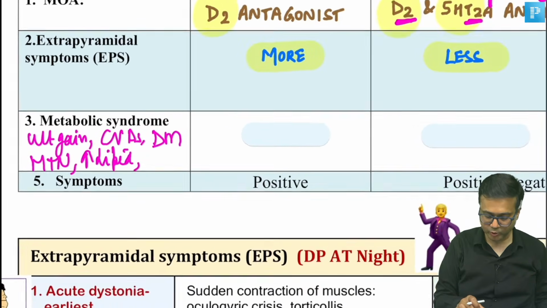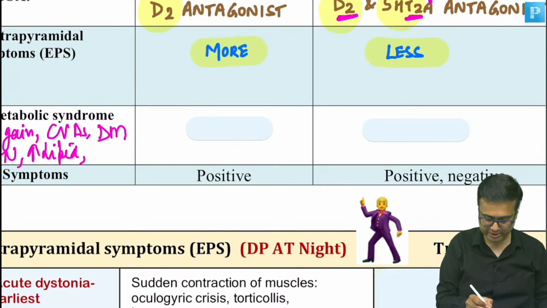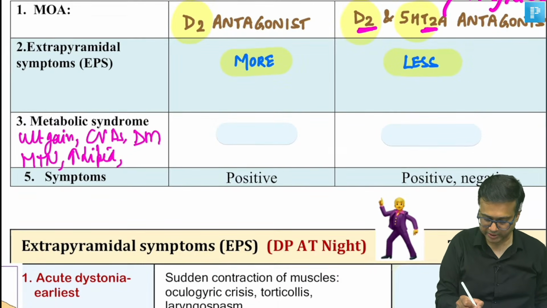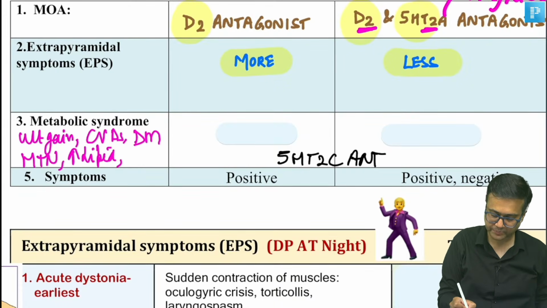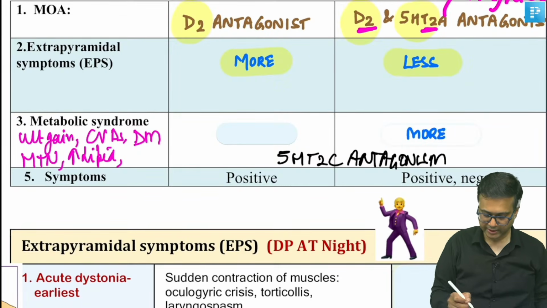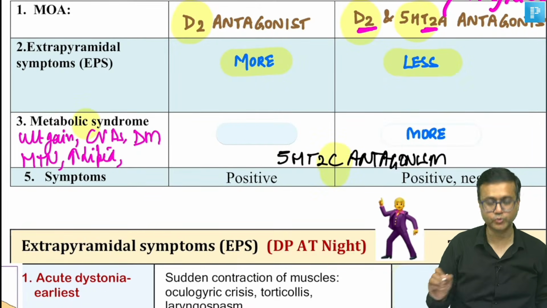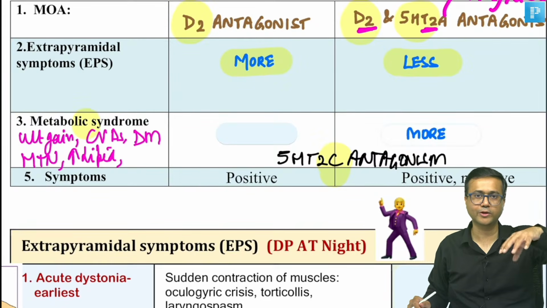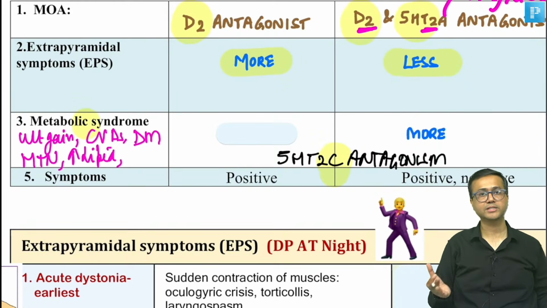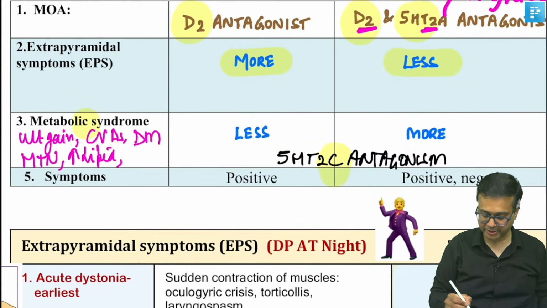And for metabolic syndrome, beta, what is one of the important mechanisms? We have discussed this point also. One of the important causes of metabolic syndrome is 5-HT2C antagonism, very important, antagonism. And how to remember, beta? See, it is metabolic, remember 5-HT2C. And again, how to remember? We know serotonin is more blocked by the second generation. So remember, in general, the metabolic side effects are more with the second generation as compared to the first generation.